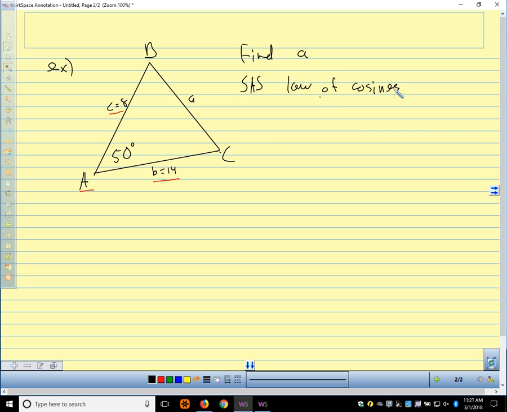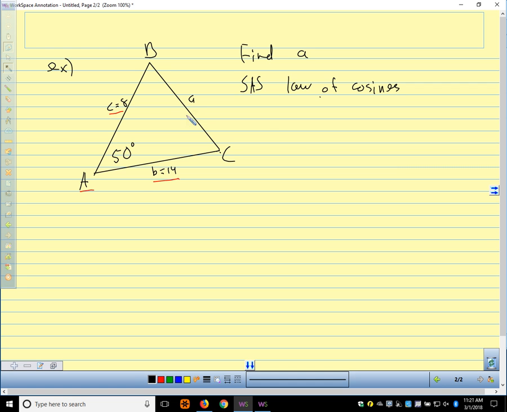If you tried to use law of sines here, I'd want to make a ratio with this angle on this side, but we're missing too much stuff. For each pair, I'm missing something, so I wouldn't have enough to put in the law of sines. That would be a clue that you can't use law of sines. So we're going to use law of cosines.